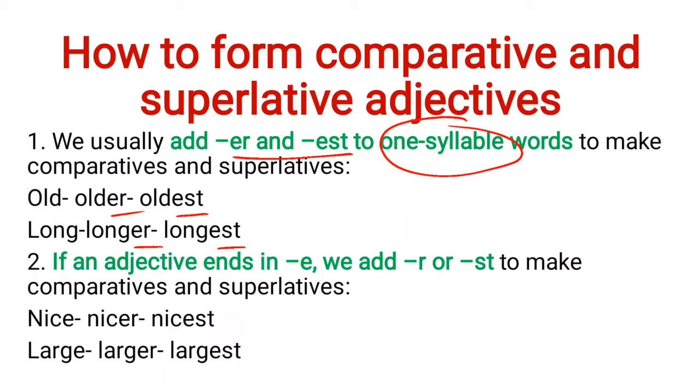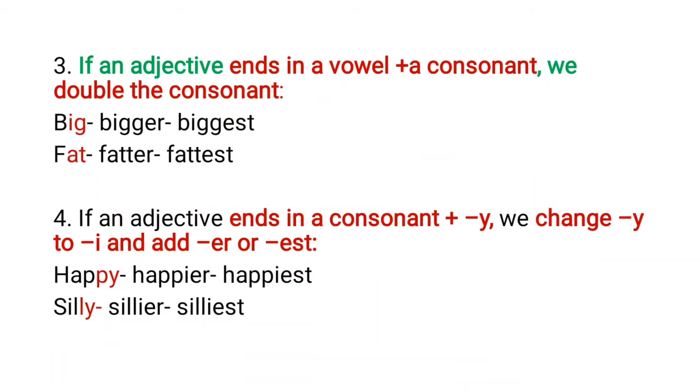According to the second rule, if an adjective ends in e, we will add r or st to make their comparatives and superlatives. For example, the words nice and large end with the letter e. So we will add r and st to make their comparative and superlatives. Nice will become nicer and nicest. Large, larger, largest. Let's move on to the third rule.